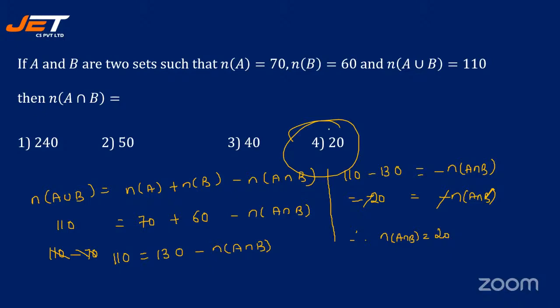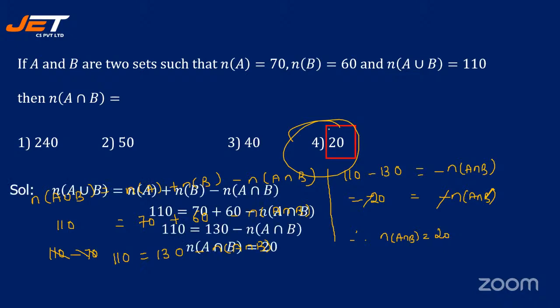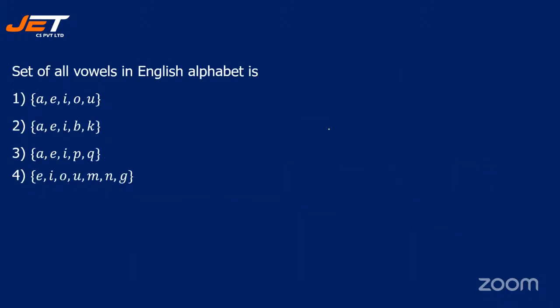All right. So hope you all would have understood this. See the next question. Set of all vowels in the English alphabet is dash. So if you know what are the vowels in English, then the answer is A, E, I, O, U. It should be inside the flower bracket because it is a set, isn't it? Okay, see the next question.